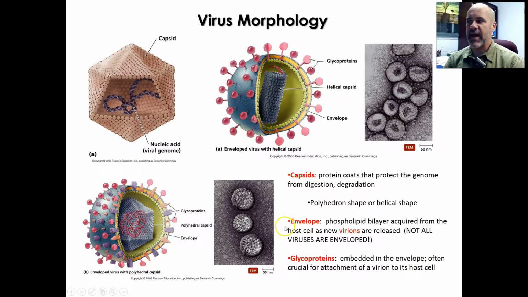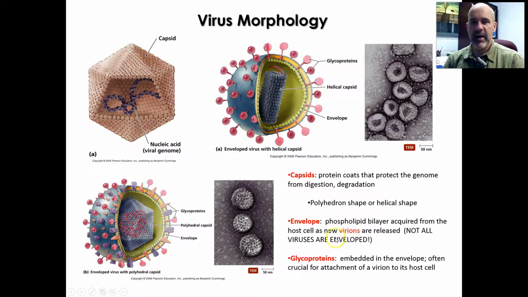Then some viruses have additional layers, and a major layer would be the envelope. So some viruses have envelopes and some do not. So this is an example of a virus here. This outer layer is an envelope. Here's another one over here with an envelope layer. And the envelope is really a phospholipid bilayer membrane that has been stolen from the host cell. And we'll see how that happens. It occurs when virions are released.